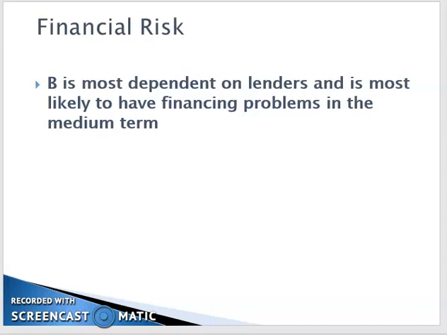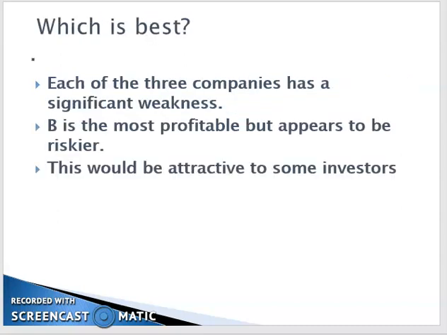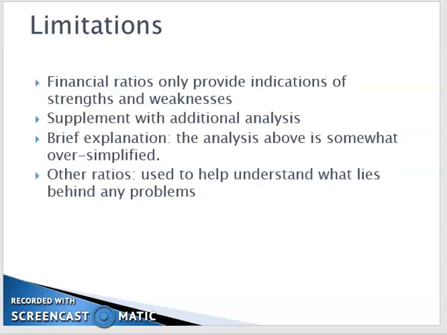So which of our three companies is best? You may have noticed that each of the three companies has a significant weakness. One has a survival problem, one is not very profitable, and one has gearing risk. B was the most profitable, but it appears to be riskier. However, this would be attractive to some investors. So that's a quick look at the three main ratios we can use.